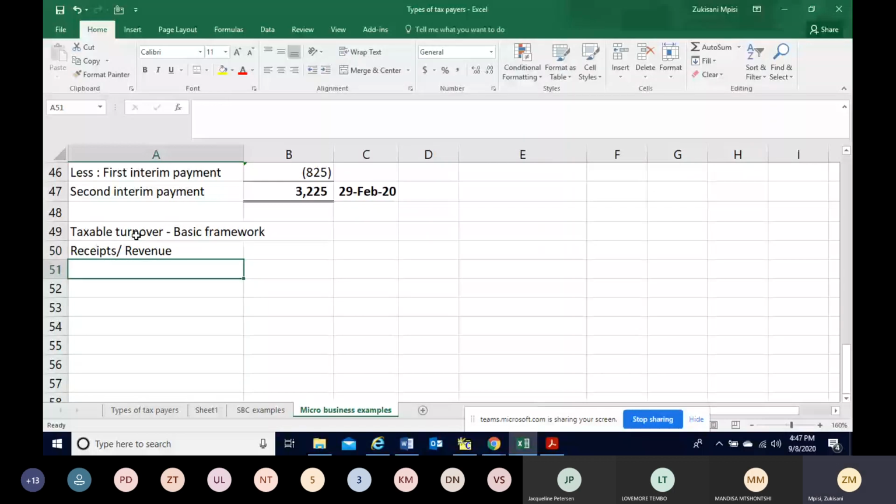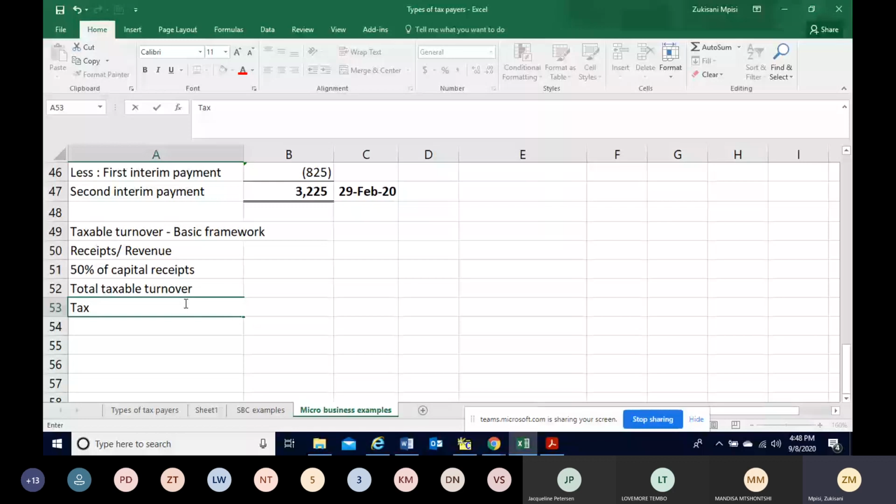then it is 50% of capital receipts received in a year, and this makes for you total taxable turnover, and then from here you can calculate tax using micro business rates, and then you can calculate first and second interim payments.